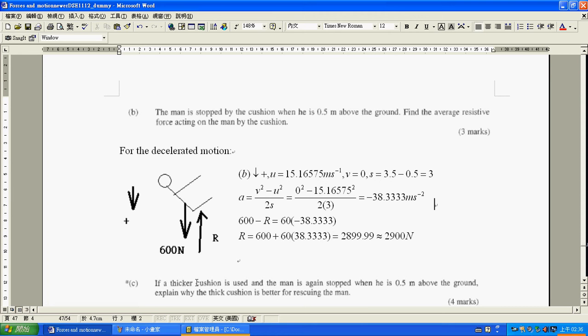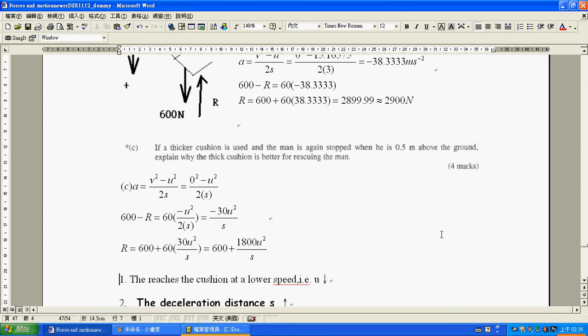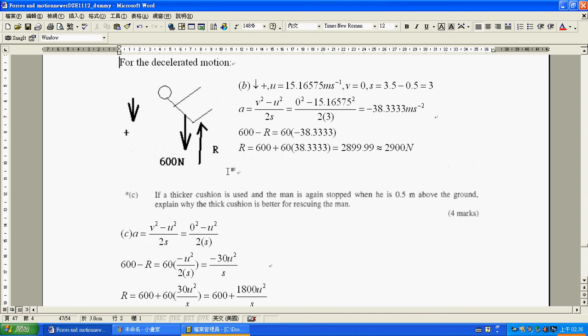So in part C, the question asks us that if a thicker cushion is used and the man is again stopped when he is 0.5 above the ground, explain why a thicker cushion is better. So let's see. Now, the approach I use here is to generalize part B. So the a can be expressed this way.